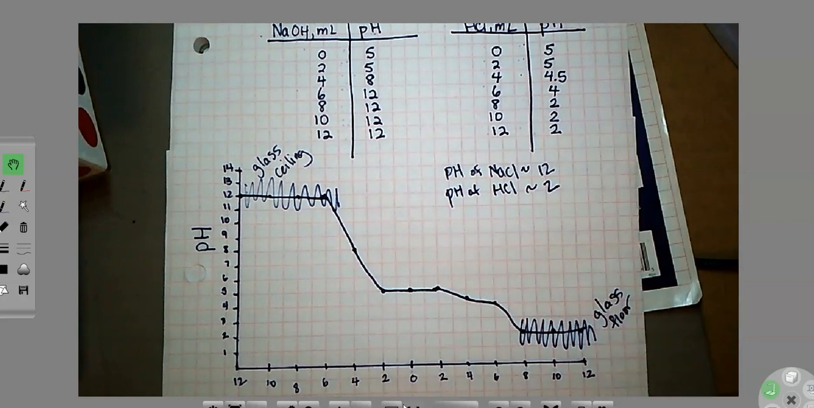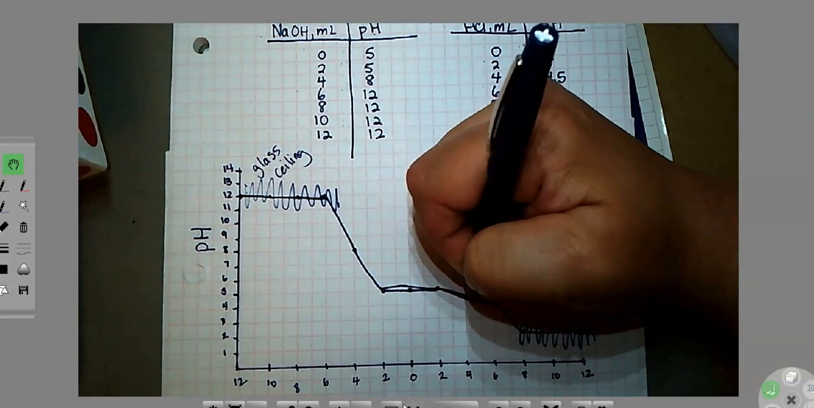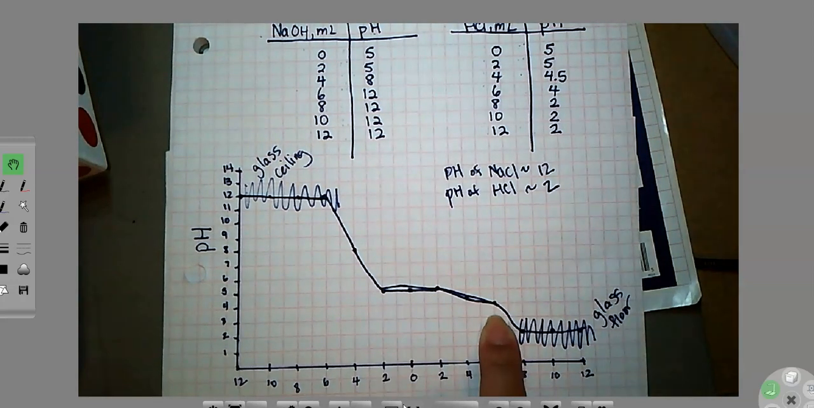And what that means is if you have a glass ceiling, you can't go past the ceiling, even though you can kind of see through it. And then the glass floor is the bottom, you can't go below it, okay? So what we're actually looking at is this part right here. This is where the buffer is maintaining the pH.